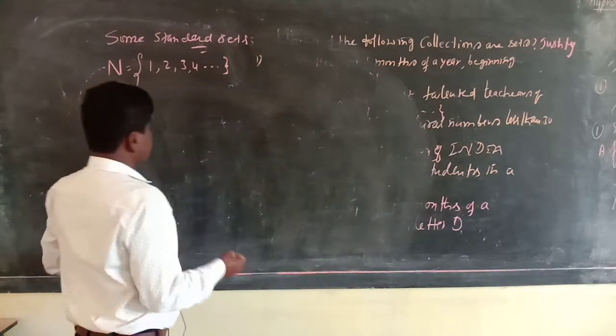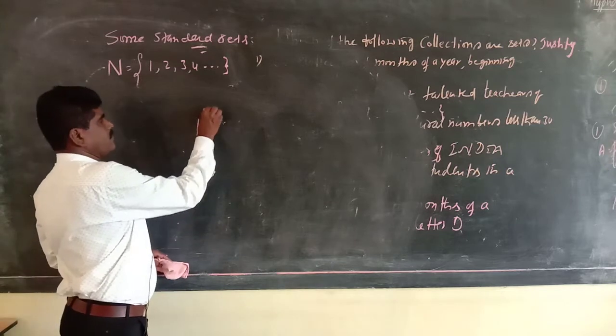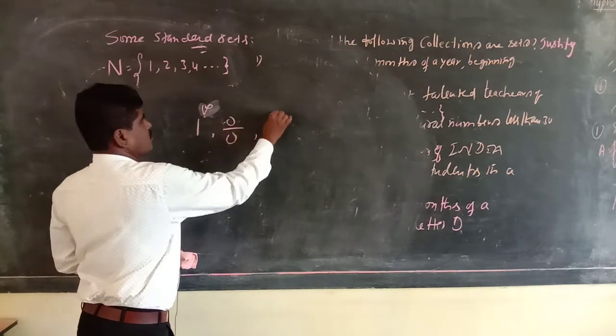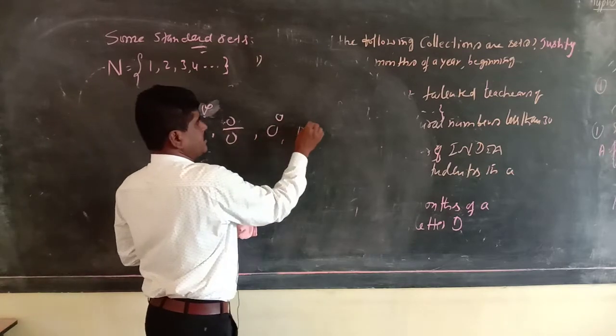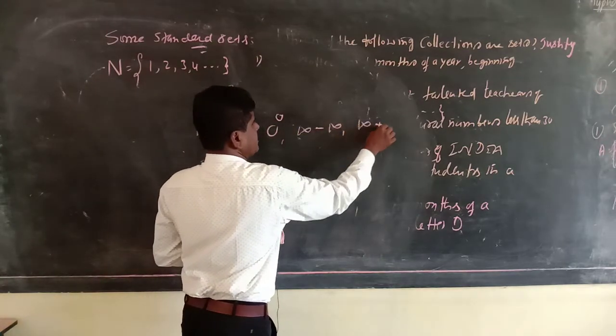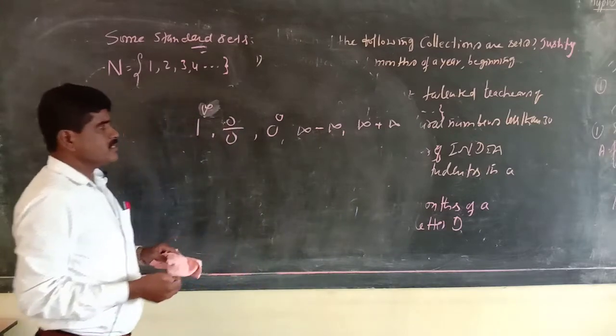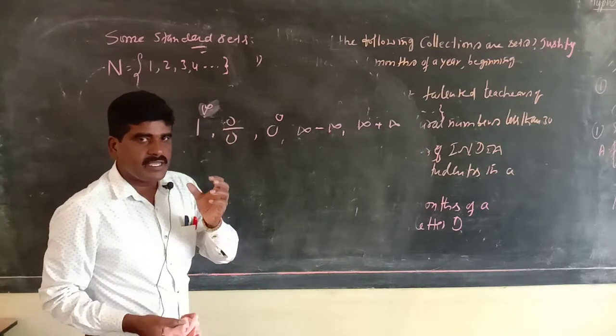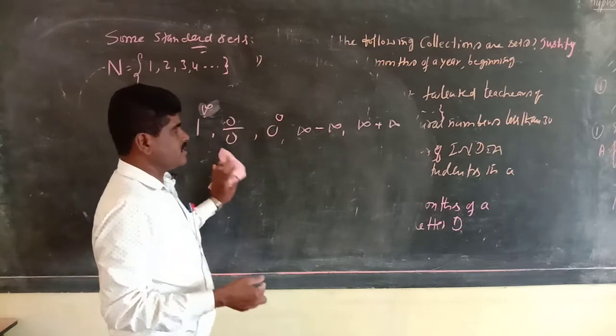The indeterminate forms: 1 to the power of infinity, 0 by 0, 0 to the power of 0, infinity minus infinity, infinity plus infinity. Remember to name the indeterminate terms correctly.